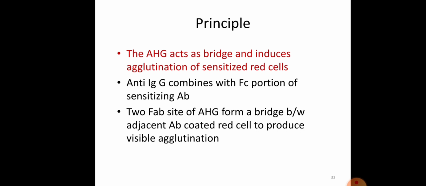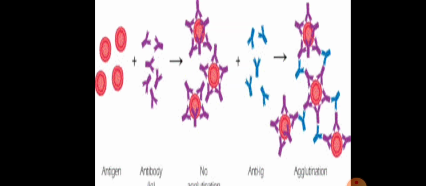Anti-immunoglobulin G combines with the Fc portion of the sensitized antibody, and the two Fab sites of anti-human globulin form a bridge between what? Between adjacent antibody-coated RBCs to produce a visible agglutination. Here there is the antigen on the RBC surface, and these are the antibodies which will be there in the serum.